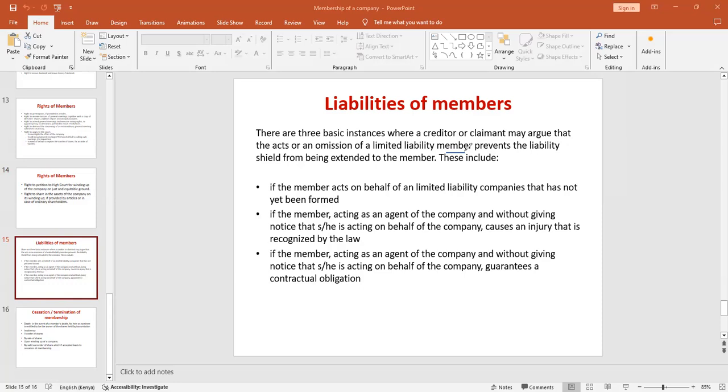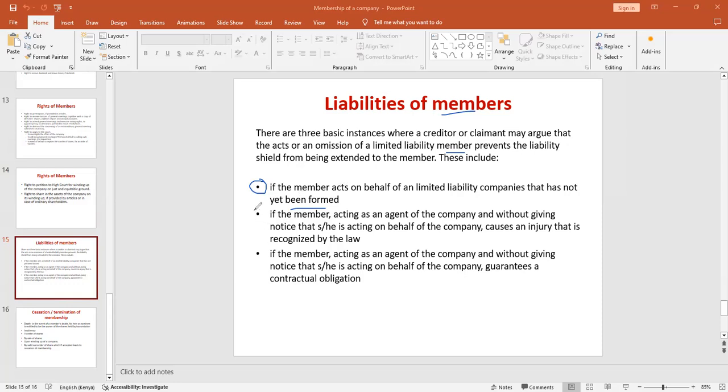But other than that, members can be liable if, number one, the member acted on behalf of a limited company that hasn't been formed. Remember what we talked about as promoters. If as a promoter or a member, you go around making deals on behalf of a company which is yet to be formed, then as we saw on day one, you are the one who's going to be bound because that company does not exist.